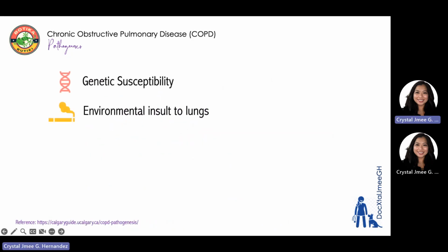Basically, we have mentioned that COPD can be attributed to a number of risk factors, but common to them are these two. We have genetic susceptibility, such as we mentioned in our previous discussion, a deficiency in alpha-1 antitrypsin, and then also environmental insults to the lungs. This can result from long-term smoking, exposure to pollution. We also mentioned before vaping or e-cigarettes, and also infections.